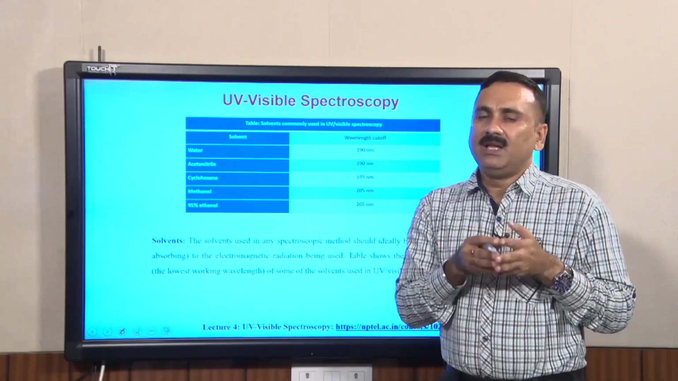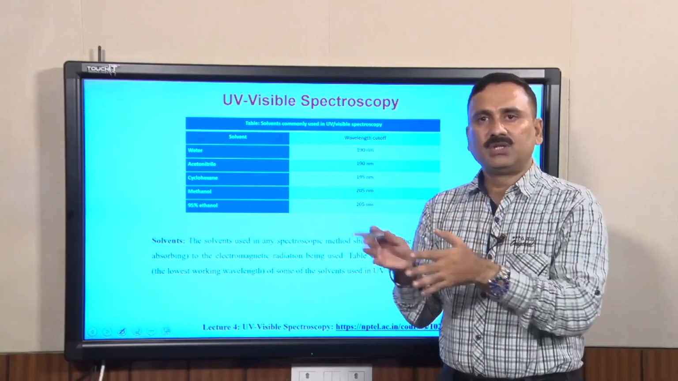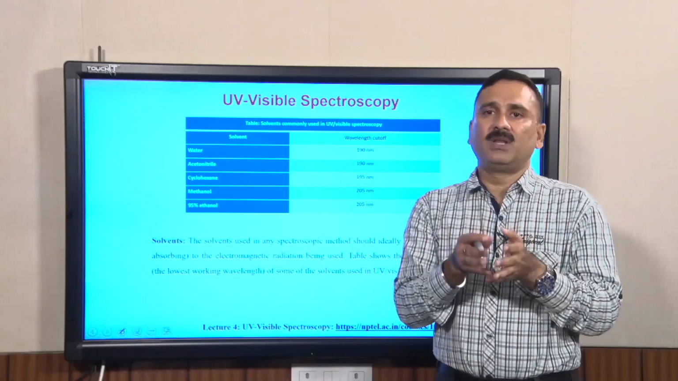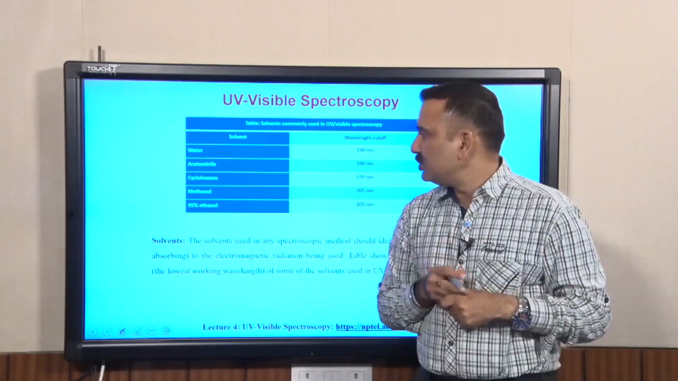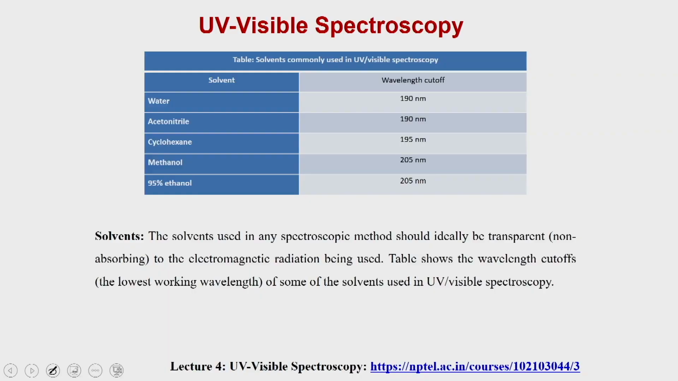Water does not have any absorbance in the visible range, that is why water is the most suitable solvent for the visible range. So, these are the solvents you can use in the different wavelength ranges. For example, water can be used anytime above 190 nanometers. Similarly, acetonitrile, cyclohexane, methanol and 95% alcohol can all be used above their respective wavelengths.